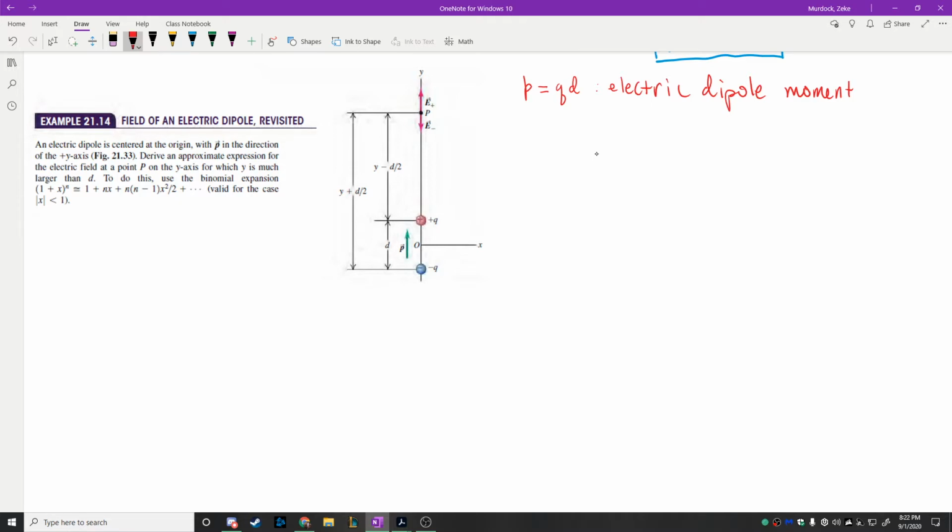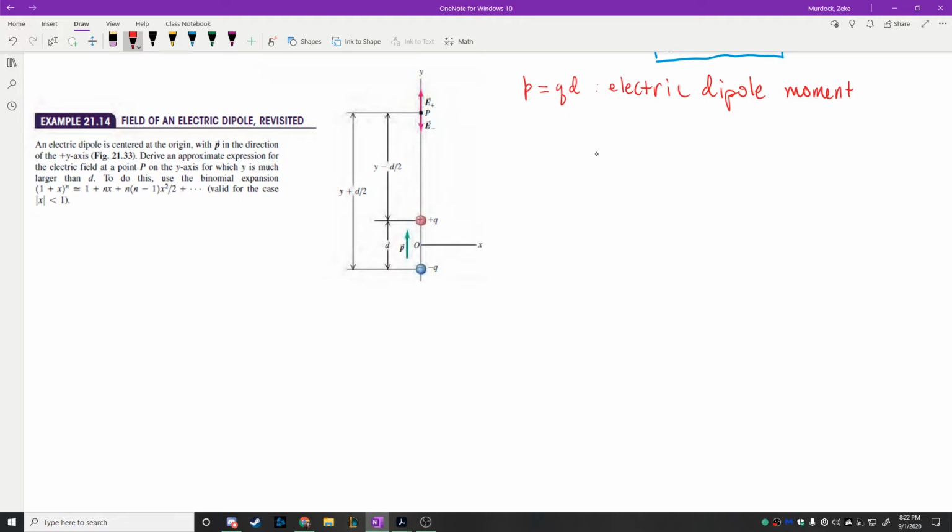This is going to show up in our answer, and it'll also show up in your homework, so I mentioned that now. All right, let's read the problem. An electric dipole is centered at the origin with P in the direction of the plus y-axis. Again, I told you what P represents. It points from negative to positive.